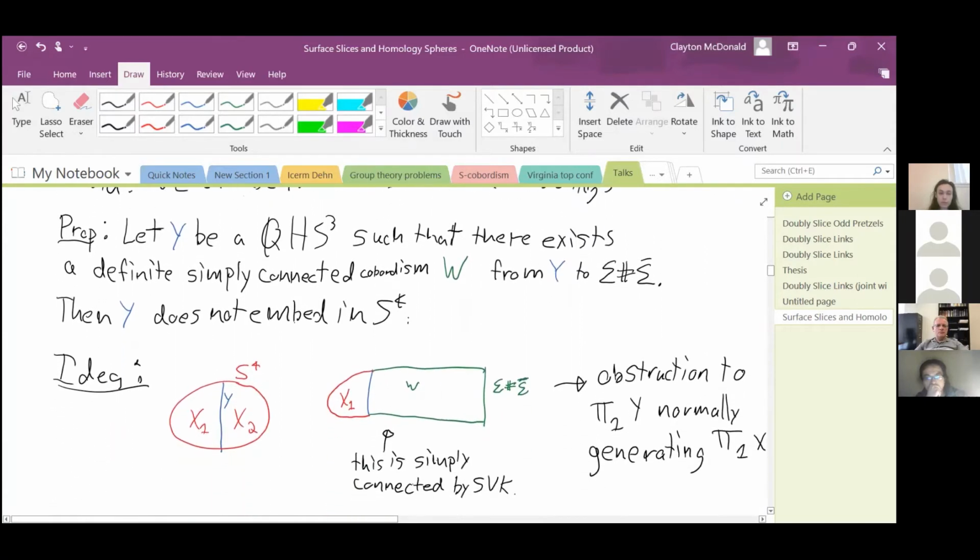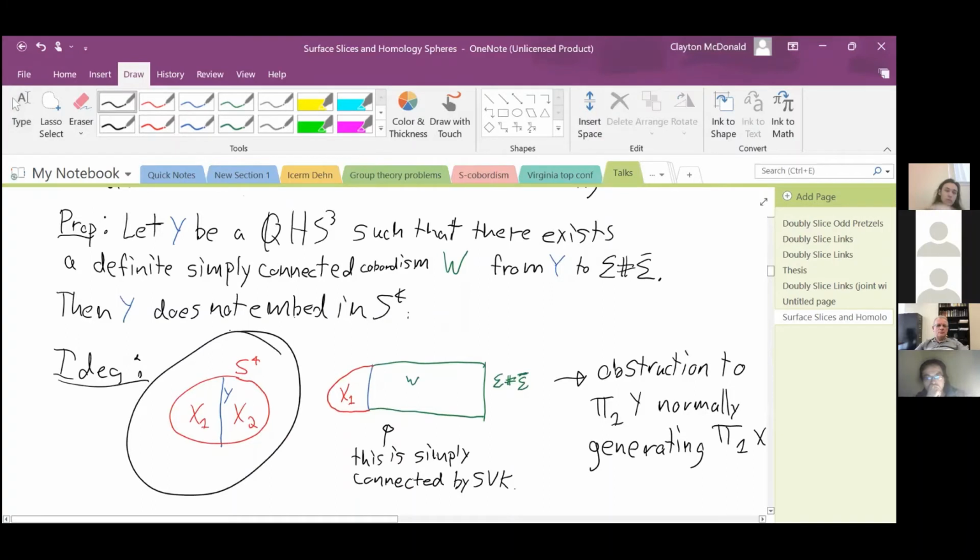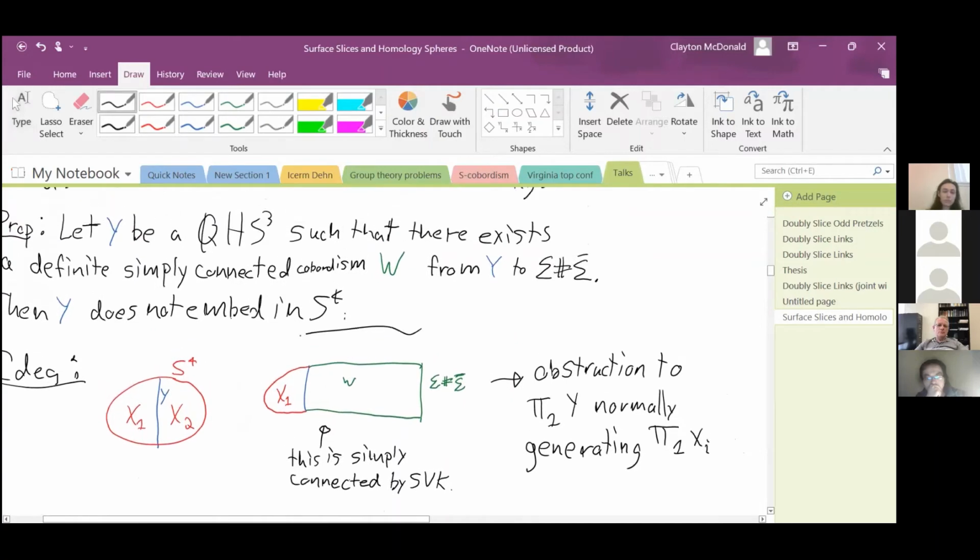Okay, so what's the idea here? Well, you take the splitting that you get of S4, and then you glue one of the pieces onto W. By Seifert-Van Kampen, if we glue a submanifold of S4 in this way to W, we're still going to get something simply connected, because this is a splitting of S4. So pi1 of Y normally generates pi1 of this four-manifold, which means that if we attach something simply connected to the boundary, then that should kill all of pi1.